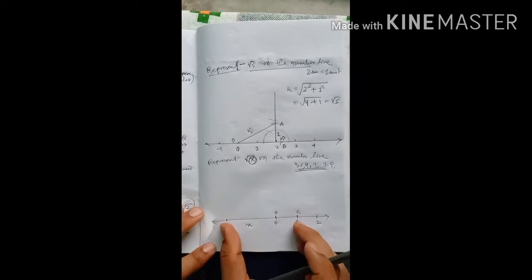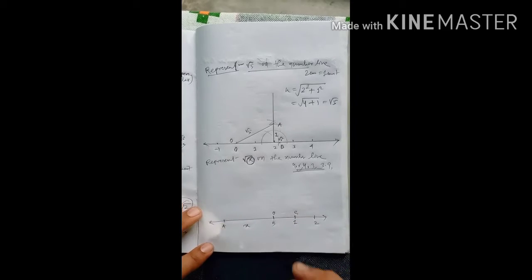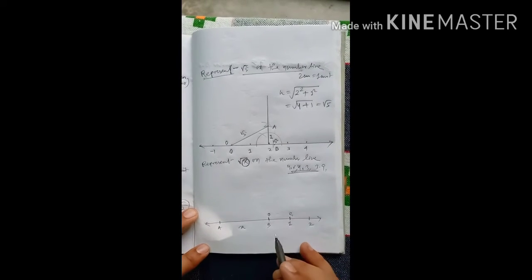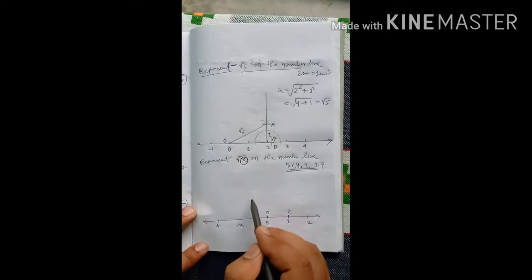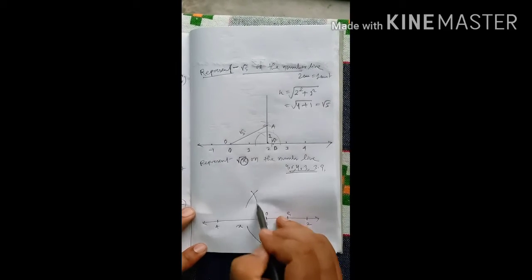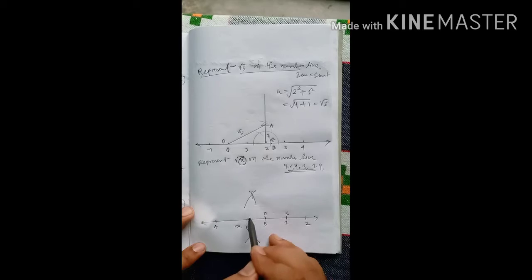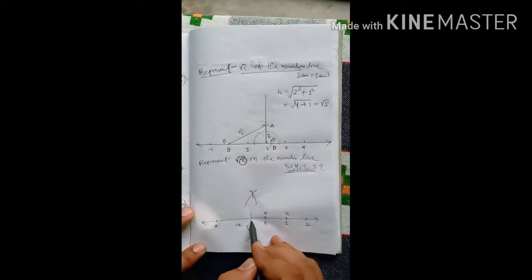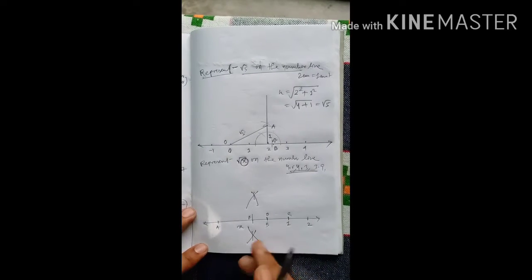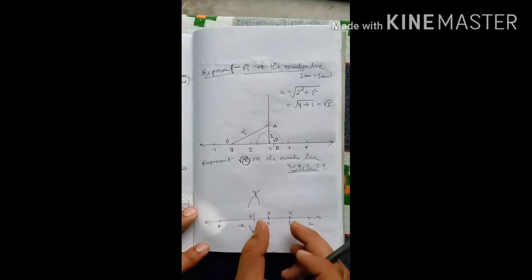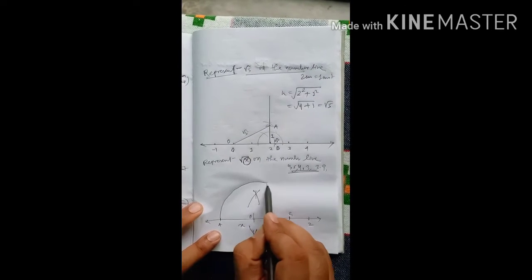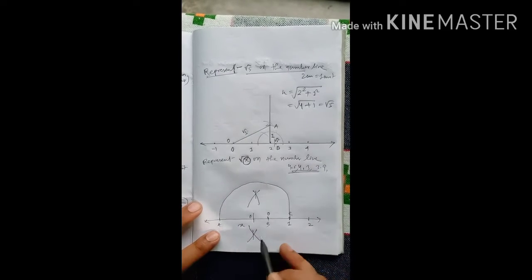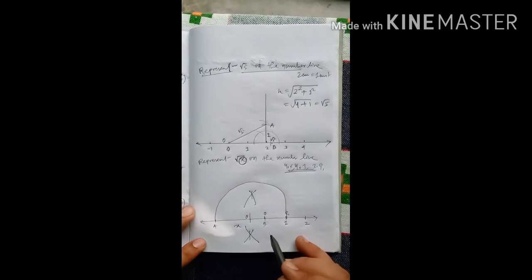Then we will measure AC, and we will bisect AC. We will find the midpoint of AC. Right now, in this way, we will find the midpoint of AC. If this midpoint is known as O, taking OA or OC as the radius, we will draw a semicircle here. After drawing the semicircle, what will you do?